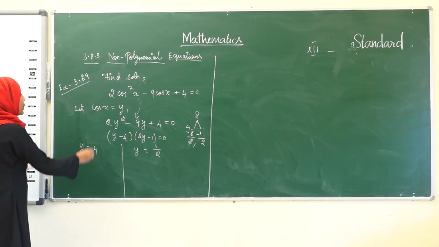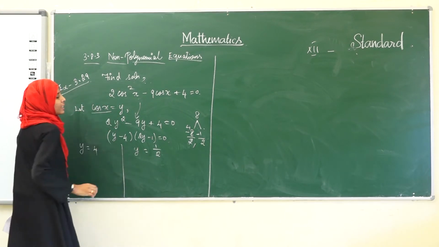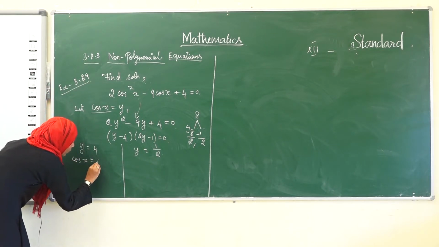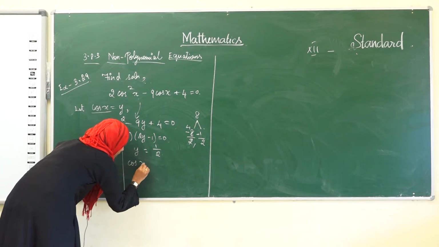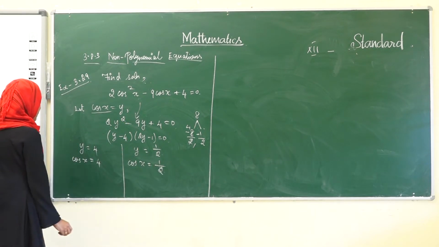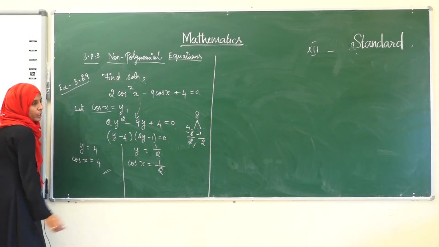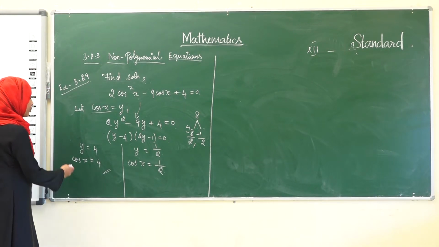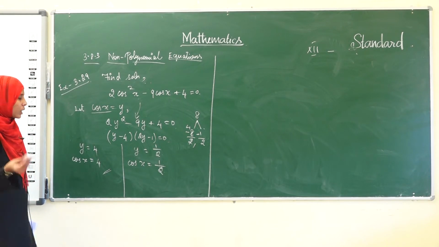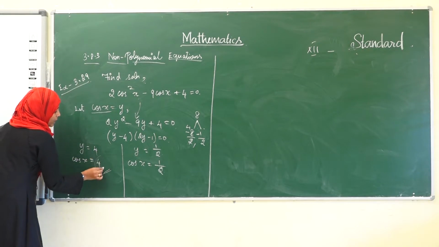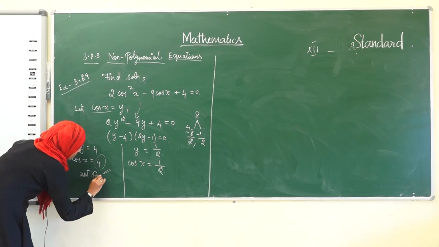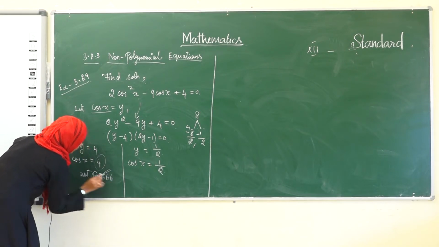Okay, we substituted the value cos x is equal to y. Instead of y we are going to write cos x is equal to 4, and here cos x is equal to 1 by 2. We have to find the value of x, right? See, this is not possible, right? We have learned the values of cos 0, cos 30, cos 45, cos 60, cos 90. We can't get this value. Therefore this is not possible. That is, this is not the solution.